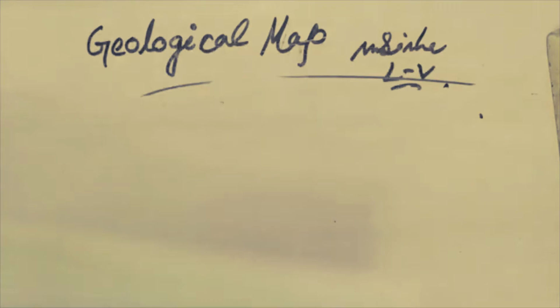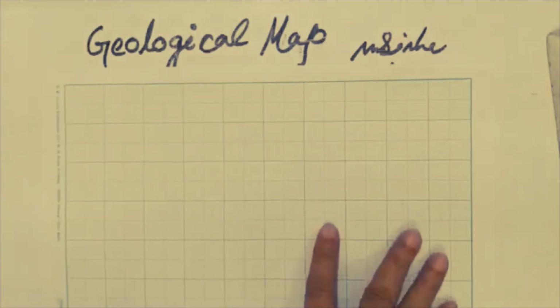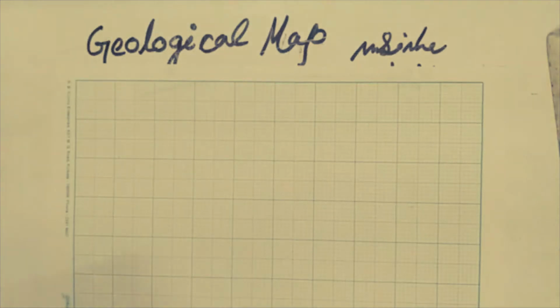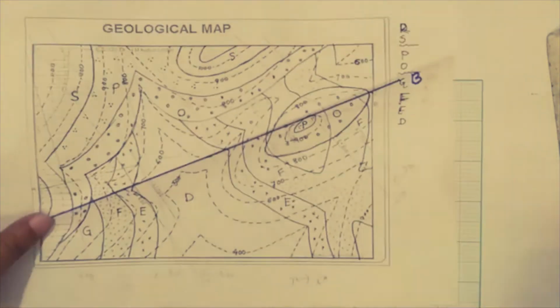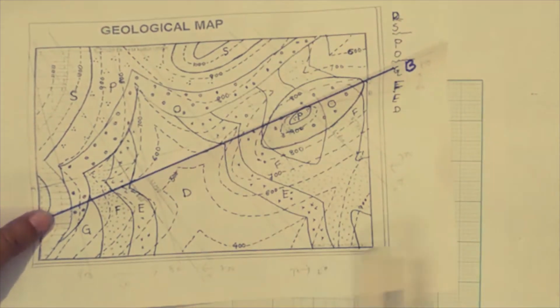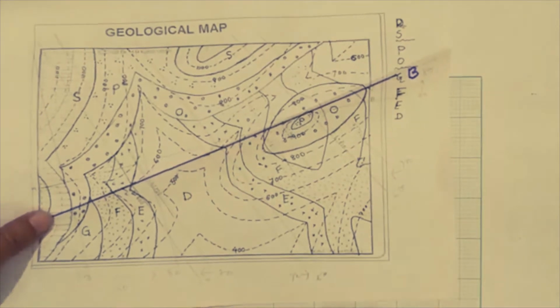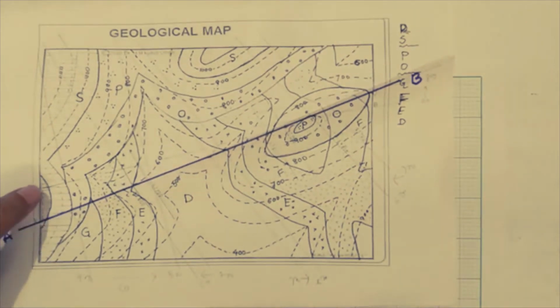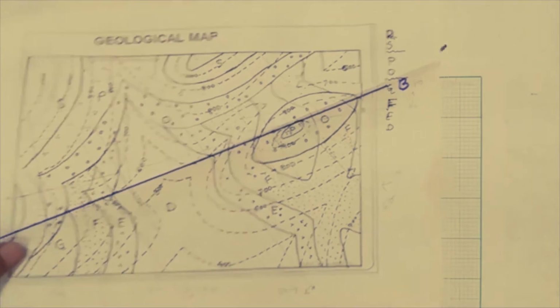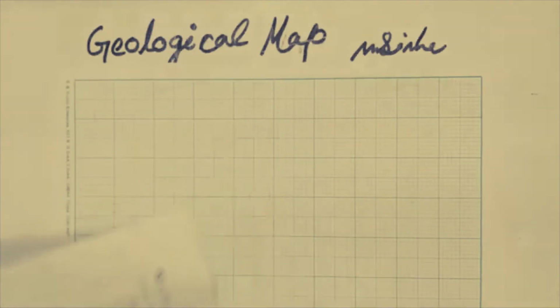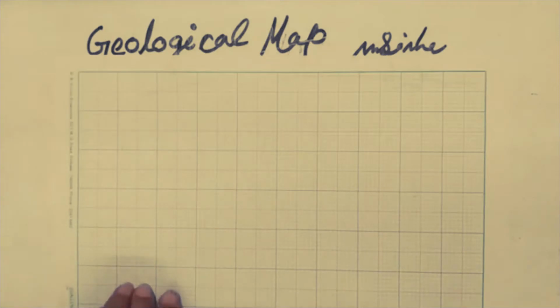So here I took a graph paper, a simple inch graph paper. Why am I taking the inch graph paper? Because here the scale of the geological map just fits the inch graph paper, because 1000 feet is equal to 1 inch. So it is easy and convenient to plot. That's why I am taking inch graph paper to plot this geological map.